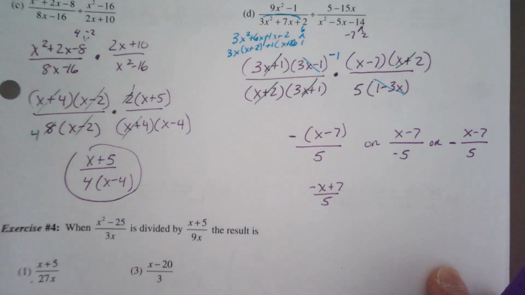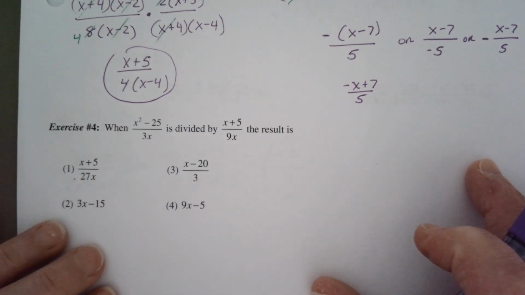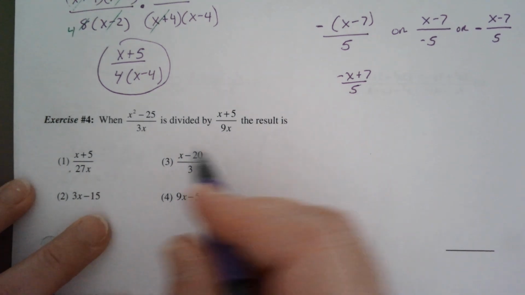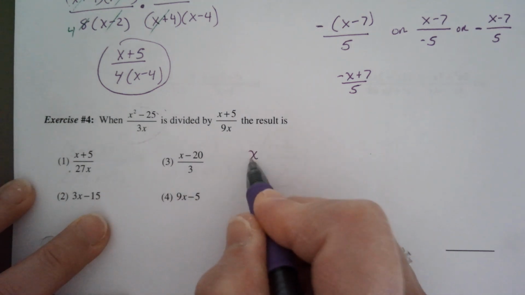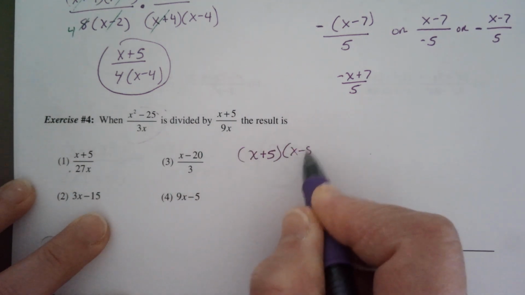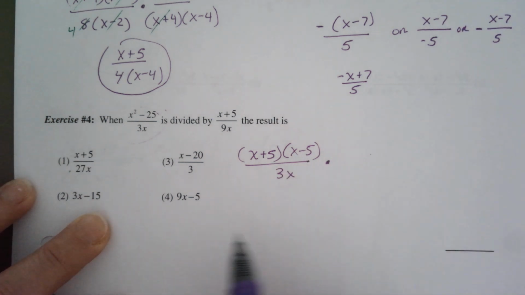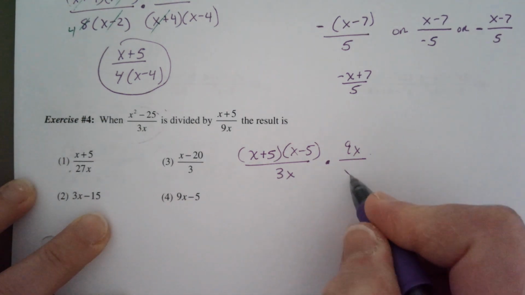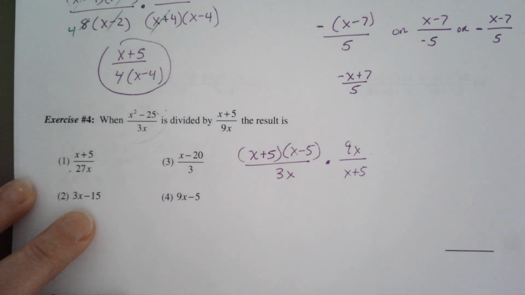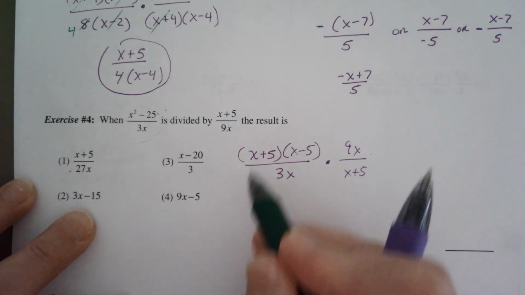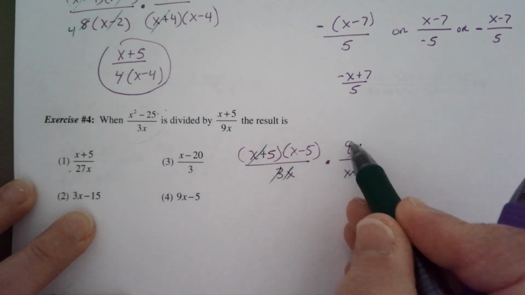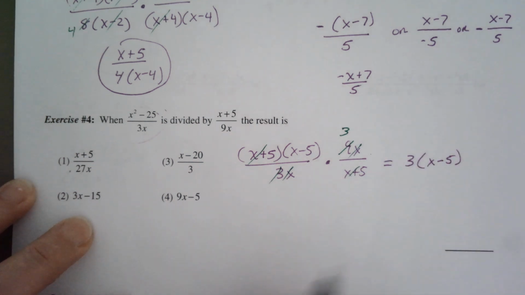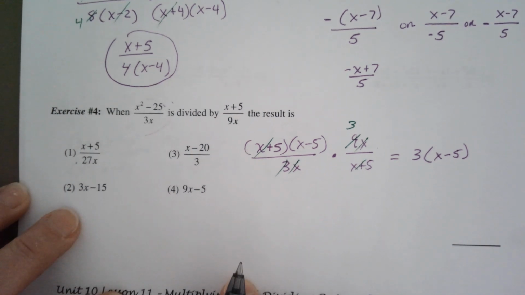Okay, and lastly, when x squared minus 25 over 3x is divided by x plus 5 over 9x, what's the result? Okay, so we're going to take this, let's write it in its factored form. Difference of perfect squares times 9x, and now it's the numerator because we're taking the reciprocal, and dividing out common factors. Plus 5, 3 into 9 3 times. So we have 3 times x minus 5, which is the same as 3x minus 15. Choice 2.